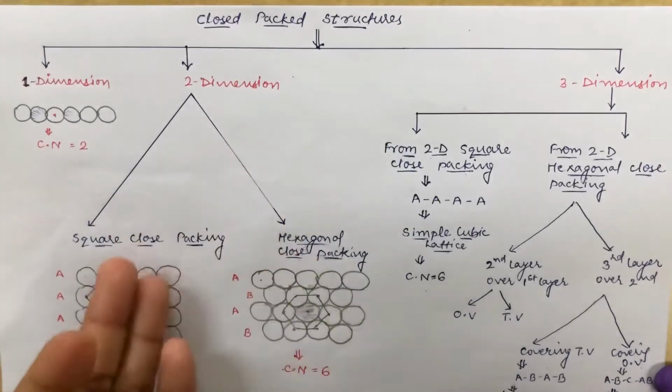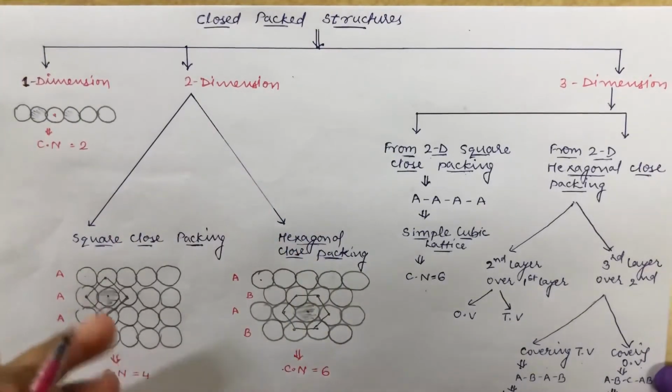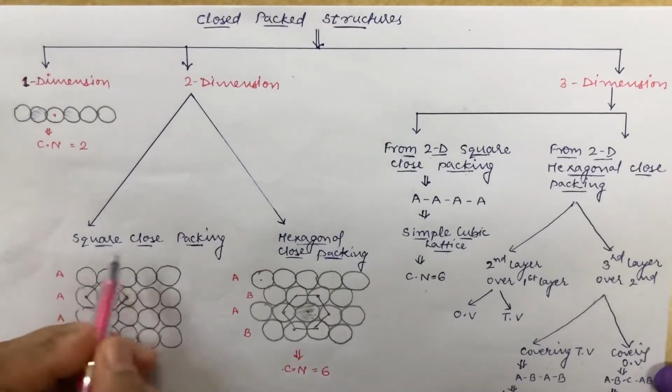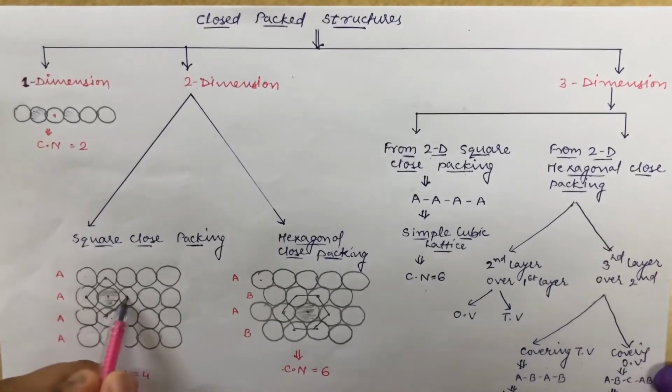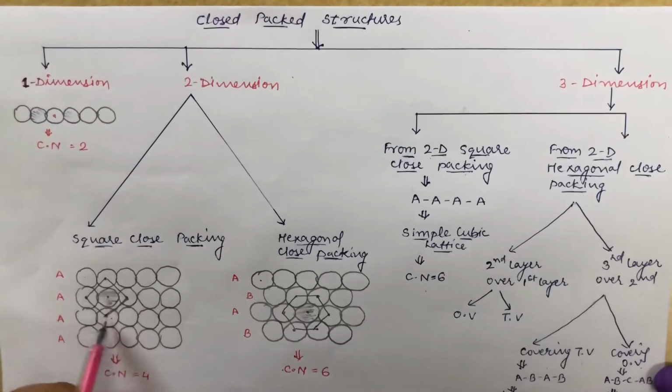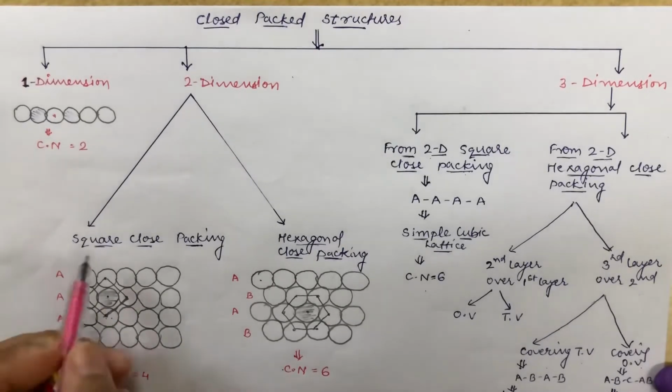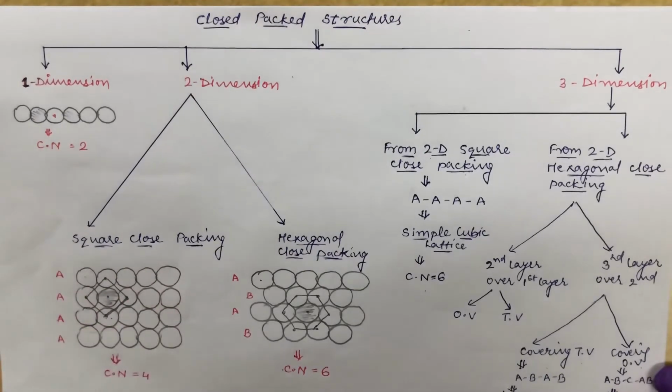Now this 2-dimensional close packed arrangement has a name. It is referred to as square close packing, and the reason for the name is, you can see, when you are joining the centers, you get back a structure which is a square. So it is referred to as square close packing.